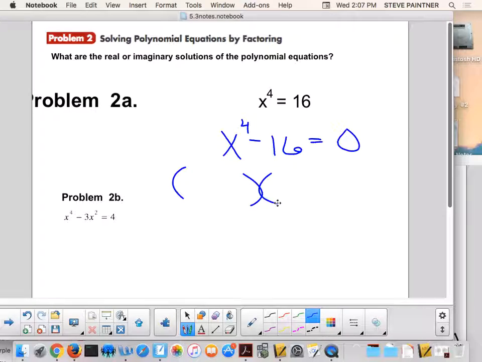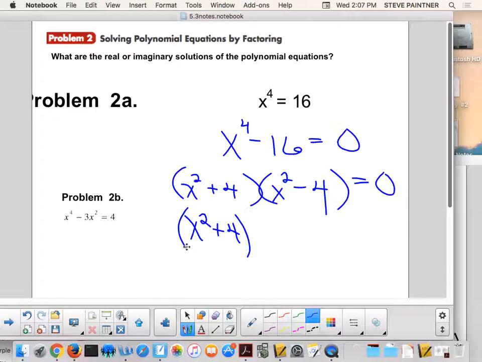You just factor it quickly, right? What is it? x squared plus 4 times x squared minus 4. Factor the x squared minus 4. The second factor is your best friend again. x squared plus 4 can't be factored because it's the sum. Don't do it. What's this? x plus 2 times x minus 2. Okay. Good? That's not it. We gotta solve it now.